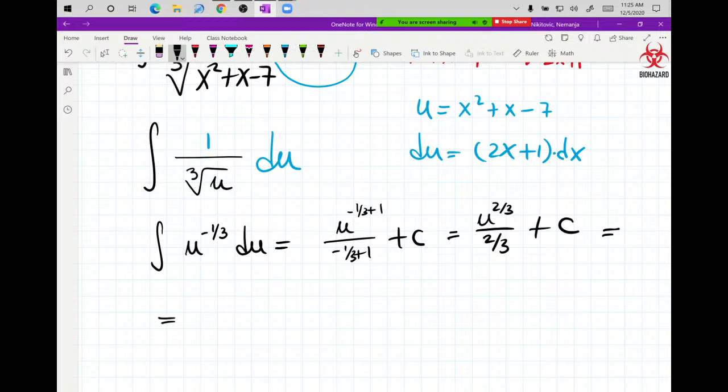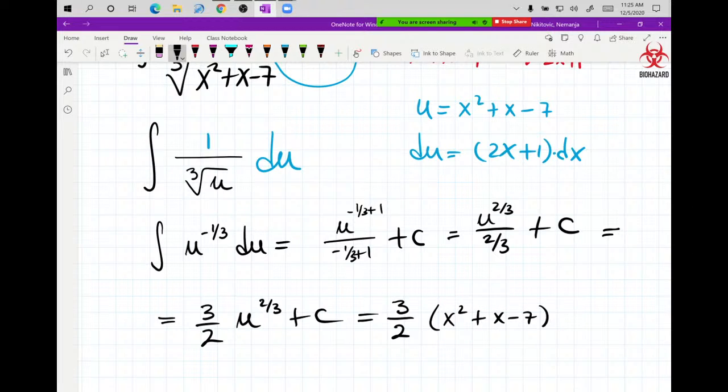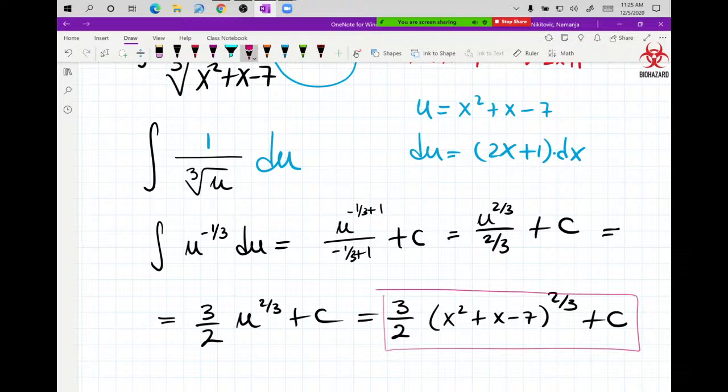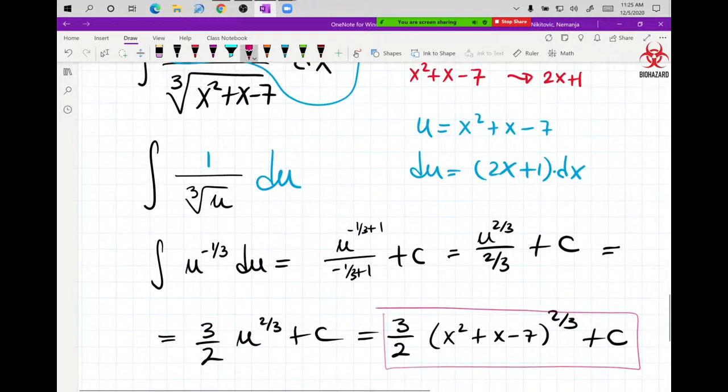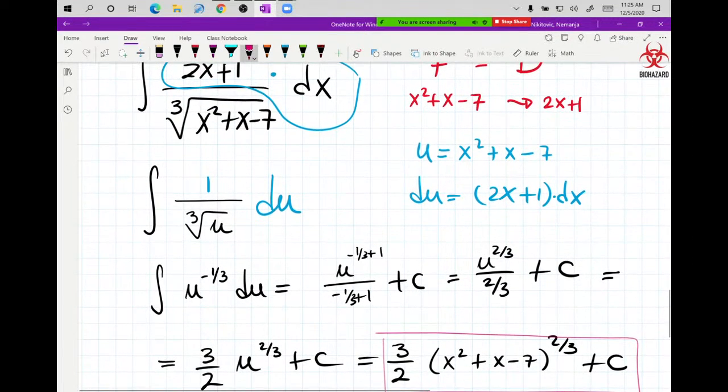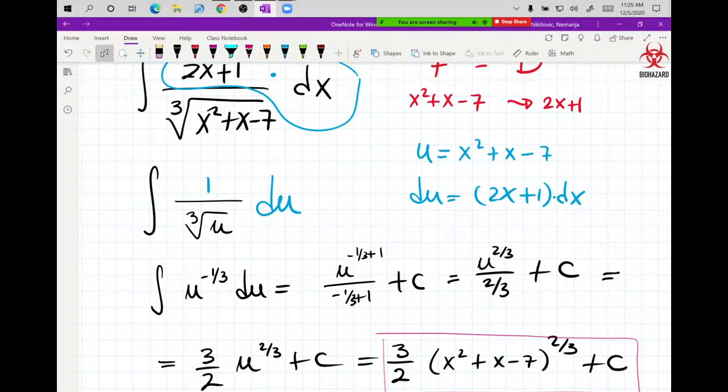And we have 3/2 u to the 2/3 plus c, which gives 3/2 of x squared plus x minus 7 to the 2/3 plus c. And that's the solution. So now you can hopefully see the entire problem.